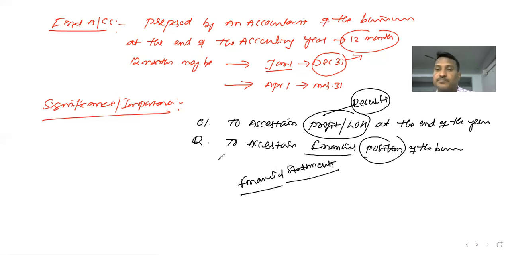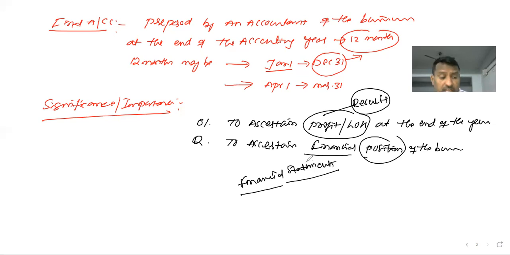Okay, yes, we know the importance of final accounts also. When the final accounts are prepared every 12 months, that 12 months may be January to December 31st or April to March 31st. And what is the importance? To find out the profit or loss or the financial position of the business. For these two reasons, basically, the businessman prepares the final accounts.